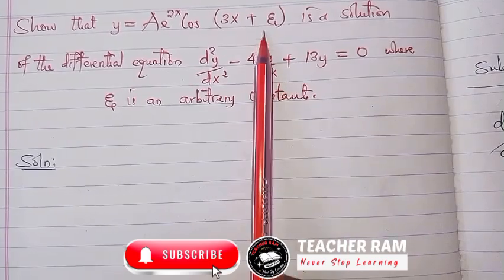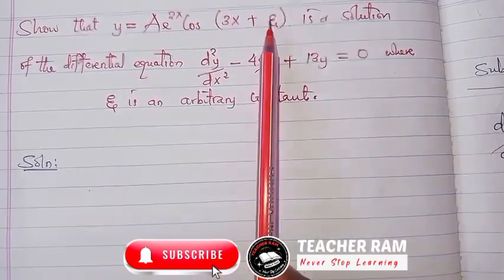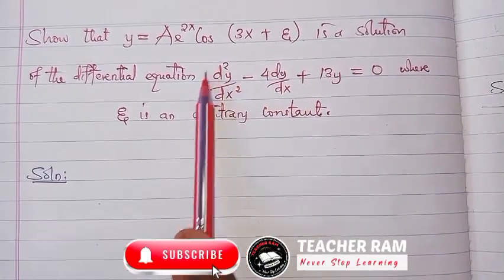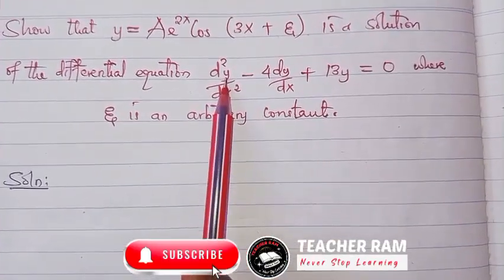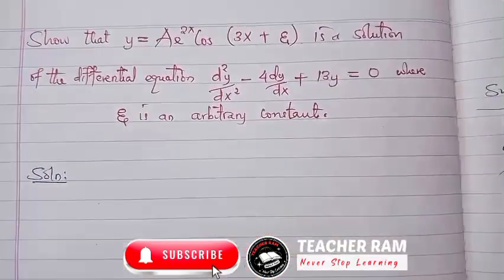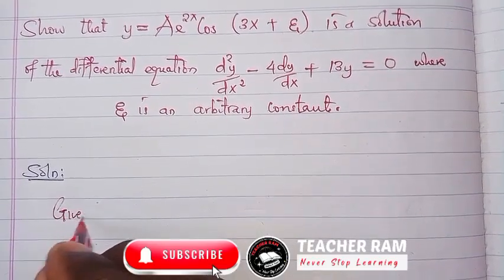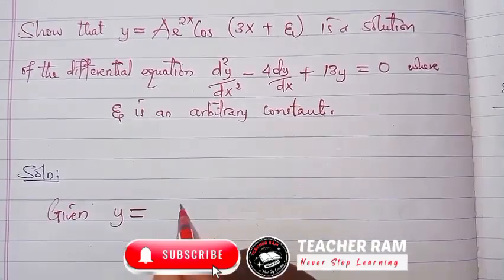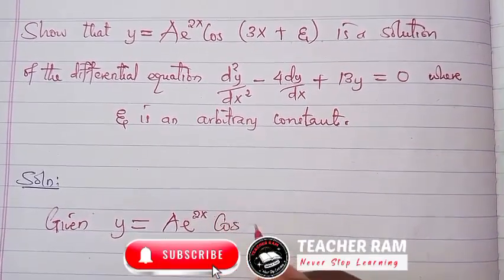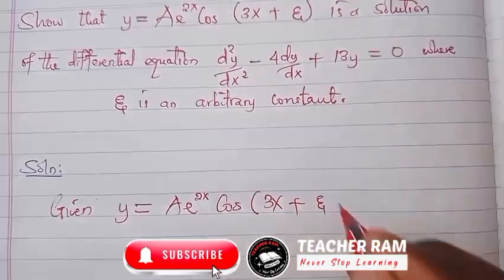Another thing, we have two constants, a and ε. We're going to remove these constants and get an equation with independent and dependent variables only. So, solution: we are given y equals a multiplied by e^(2x), then multiplied by cos(3x + ε).